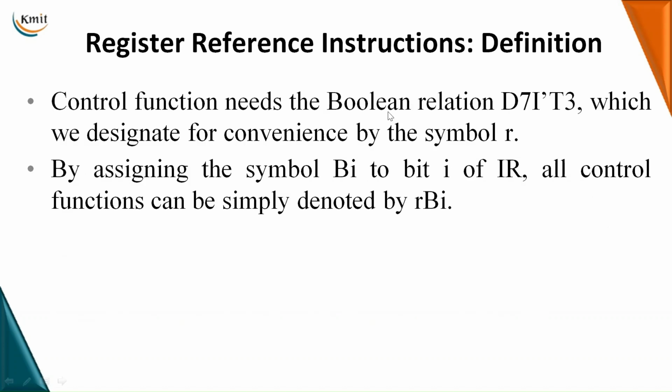So the control function needs the Boolean relation D7 I' T3. This is represented by the symbol small r. D7 is a decoder output. Since I is equal to 0, we represent it with I'. The execution of the instruction starts at the T3 clock cycle. So we call the control function D7 I' T3, and this is simply represented by the symbol small r. By assigning the symbol Bi to bit i in the instruction register, all the control functions can be simply denoted by rBi.